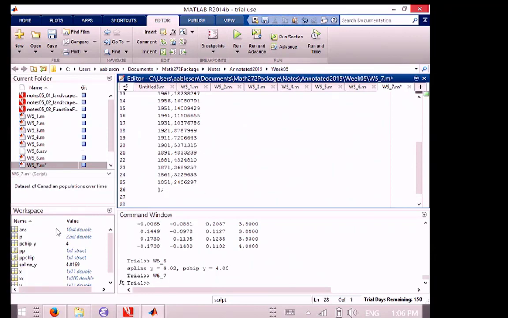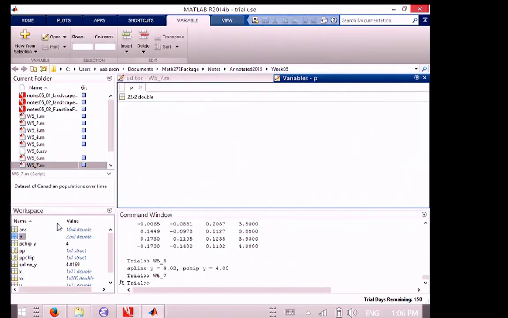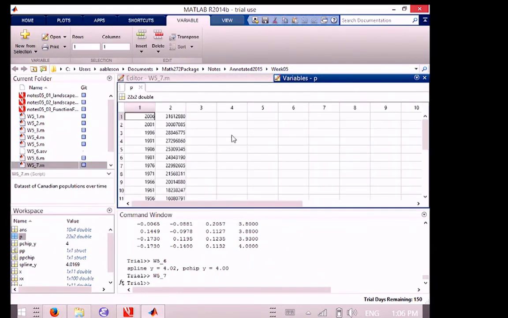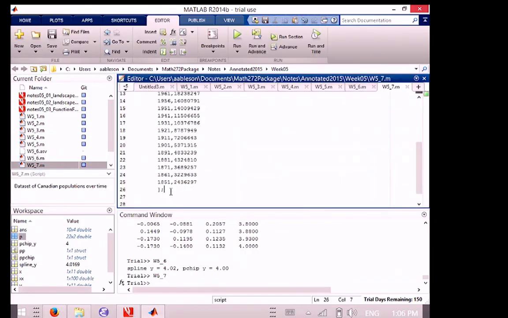My data here is now a 2-column matrix. How would I go about plotting this as data? Straight out of your assignment number 1. Any suggestions? I'm going to have a plot. What do I use for my x values?